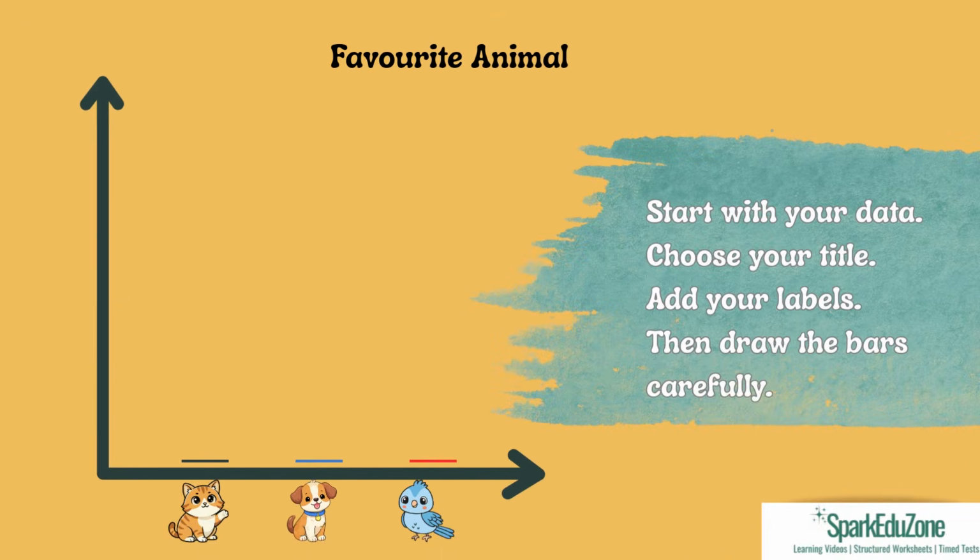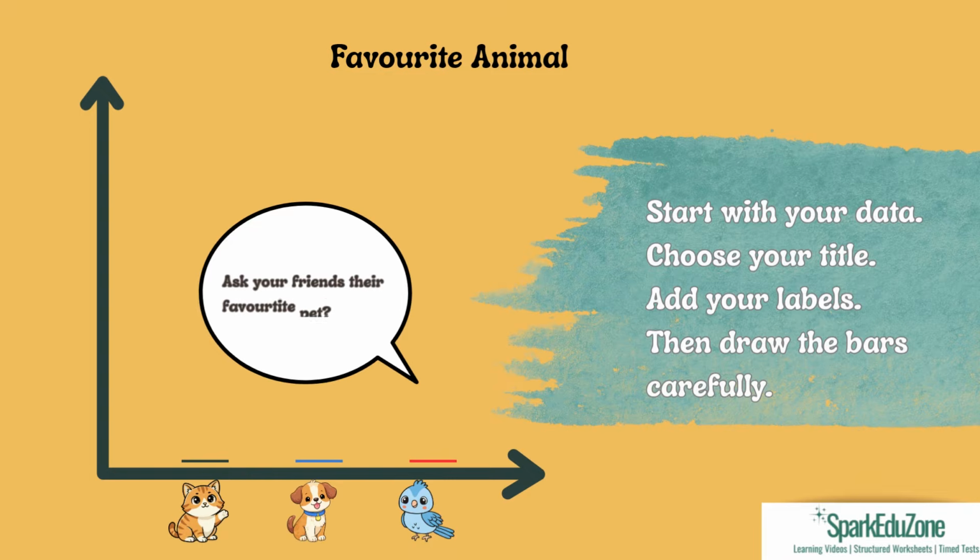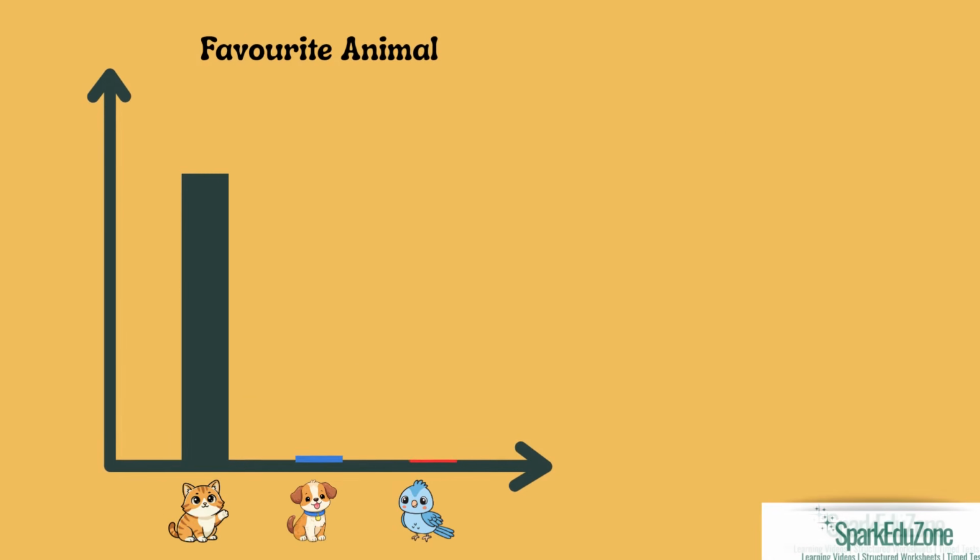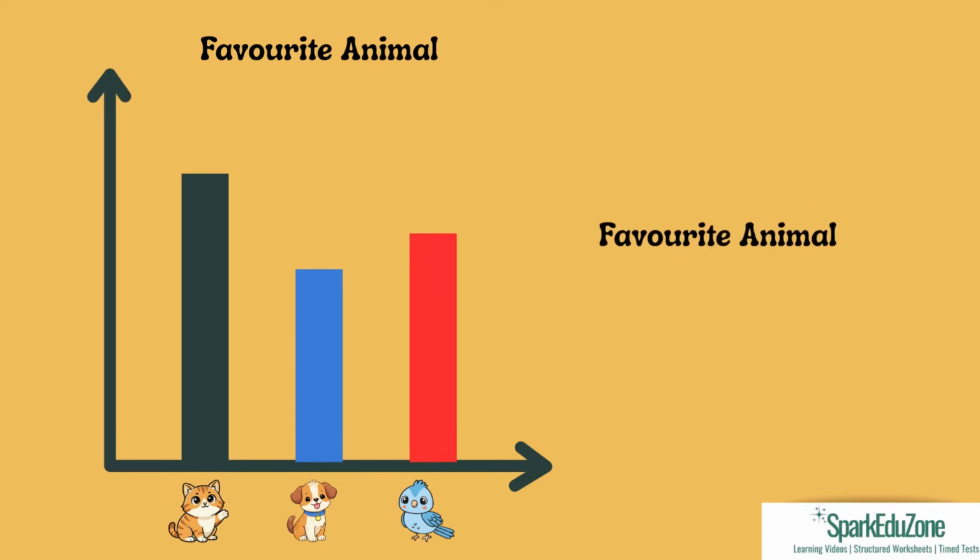Try it! We can make a graph from class data too. Start with your data. Choose your title. Add your labels. Then draw the bars carefully. If you use a computer or tablet, digital tools can help make the graph neat and quick.